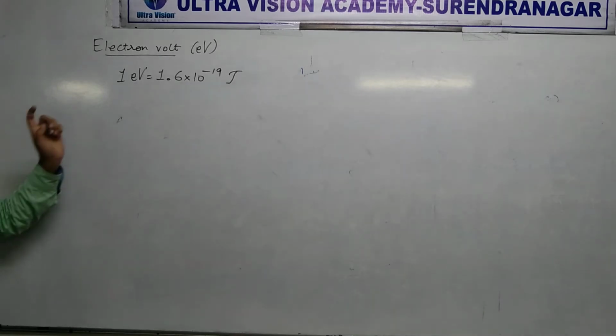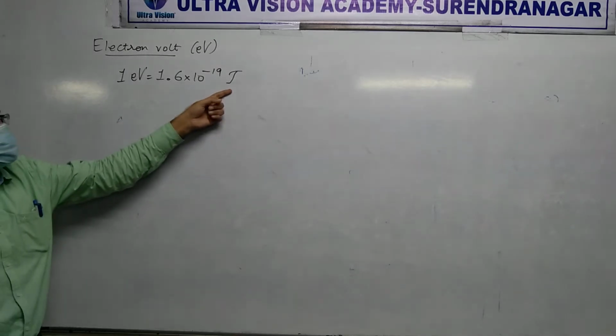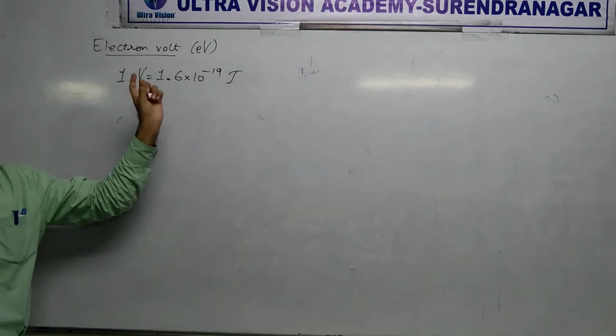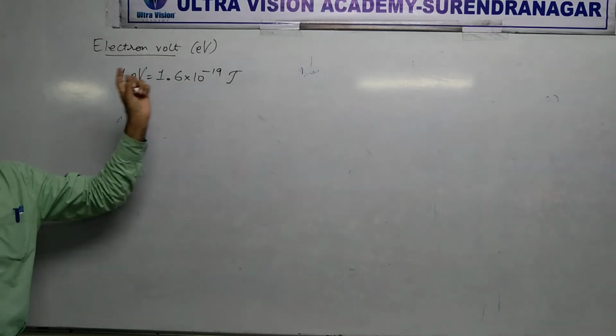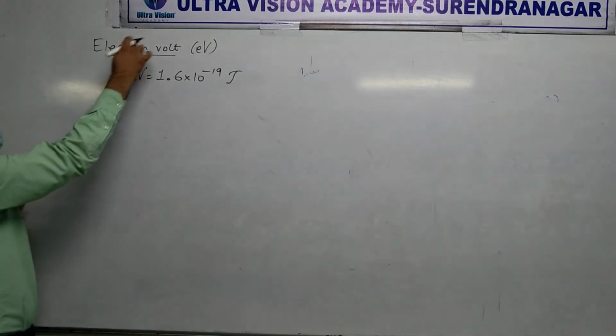But how exactly is 1 EV equal to this? That's what I will tell you. Okay, so in that question 18A, you have to give answer not in joule but in EV. So this converting will take place, right? Okay? Fine. So you make sure you remember this. Now how do we get this? What is the meaning of electron volt?